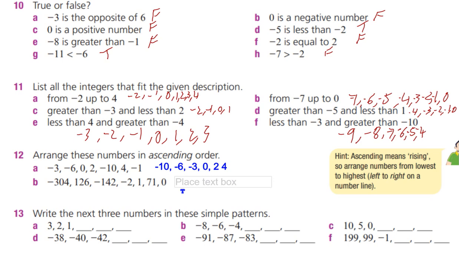And for this one, minus 304 is definitely the smallest number. Minus 142, minus 2, 0, 1, 71, and 126.